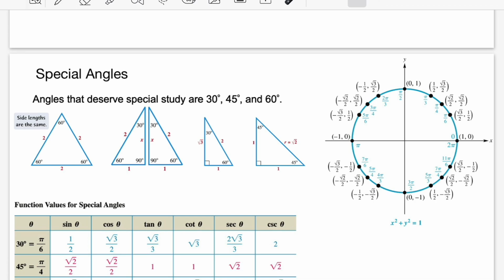Okay? So we know exactly what these output values are for sine, cosine, tangent, and so on using the unit circle here. We can also use our knowledge of our Pythagorean theorem to easily find the side lengths of all of these sides with these degrees here.